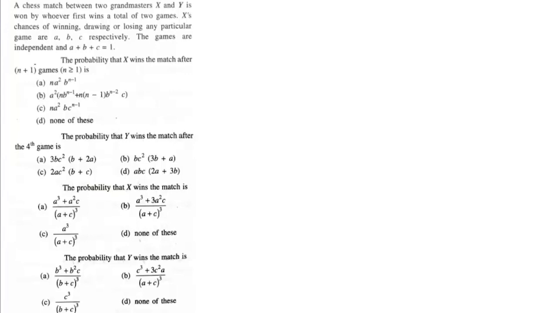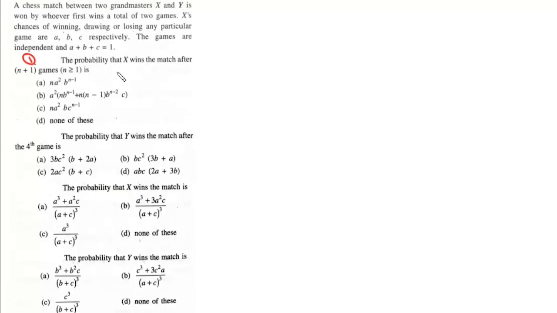Now here the question is, a chess match between two grandmasters X and Y is won by whoever wins first a total of 2 games. X's chances of winning, drawing and losing are A, B and C respectively, and A plus B plus C equals 1, and games are independent. So that means winning, drawing and losing are mutually exclusive and exhaustive. Now the first one is, find the probability that X wins the match after n plus 1 games.